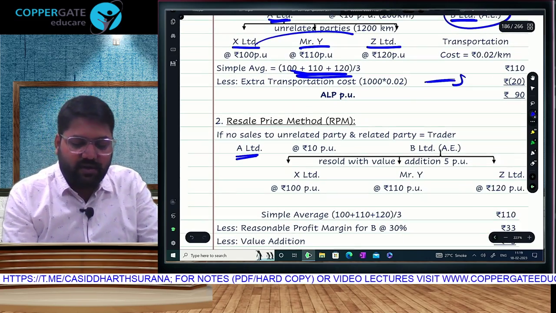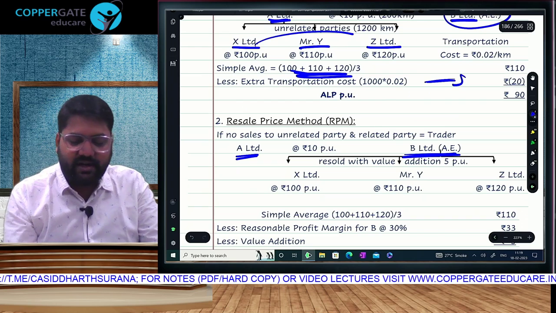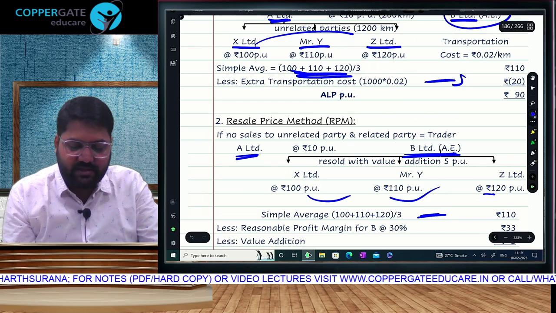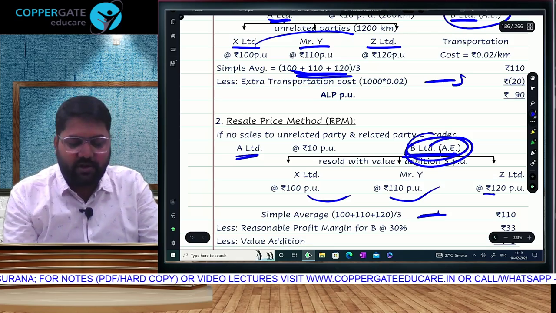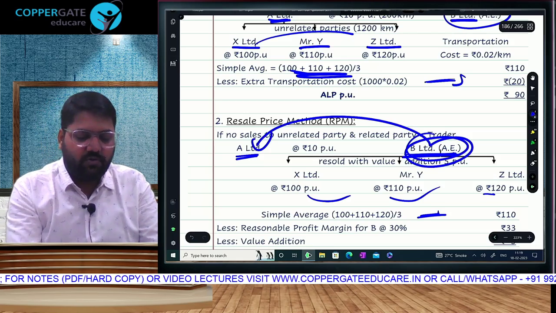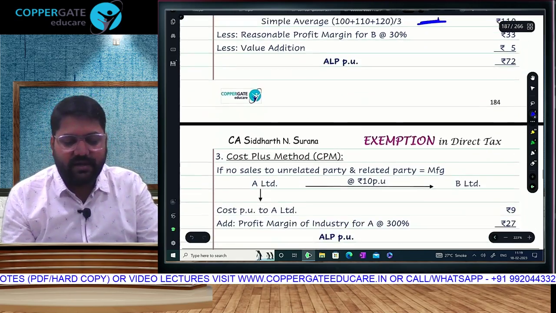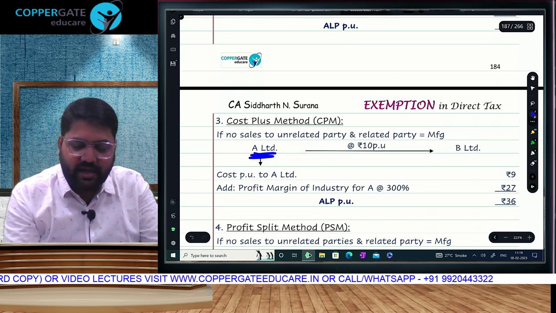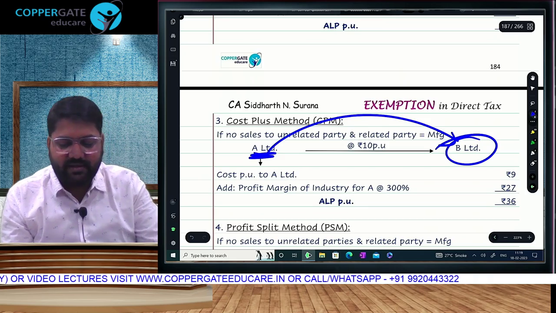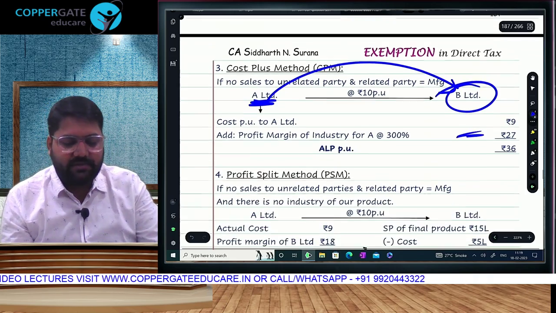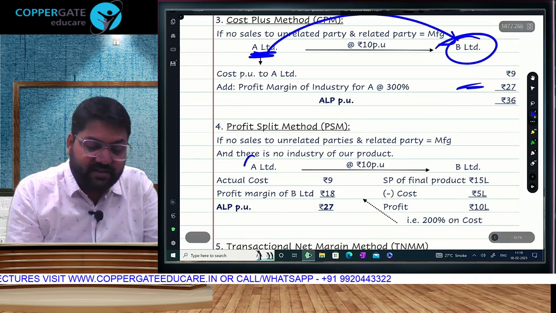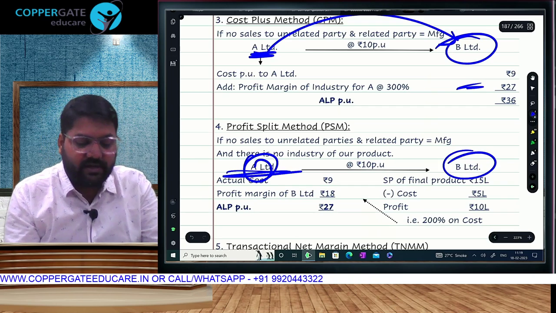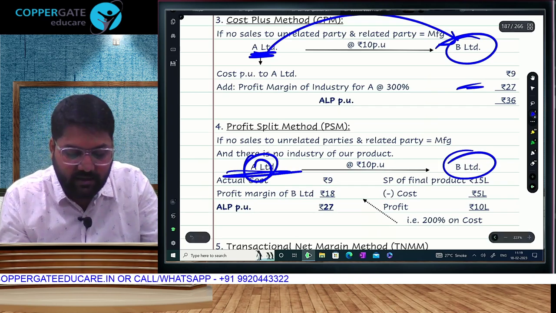When you don't sell to an unrelated party but your associated enterprise is further selling the same goods, then you take the simple average of the resale price and subtract the profit margin that your associated enterprise has charged, so you can automatically get your cost, and that is your arm's length price. In cost plus, you take your cost and add your profit margin, so you get the selling price, which will become your arm's length price. In profit split, you will take your cost and add the profit percentage of this industry, because unfortunately it is possible that this industry does not have any margin.